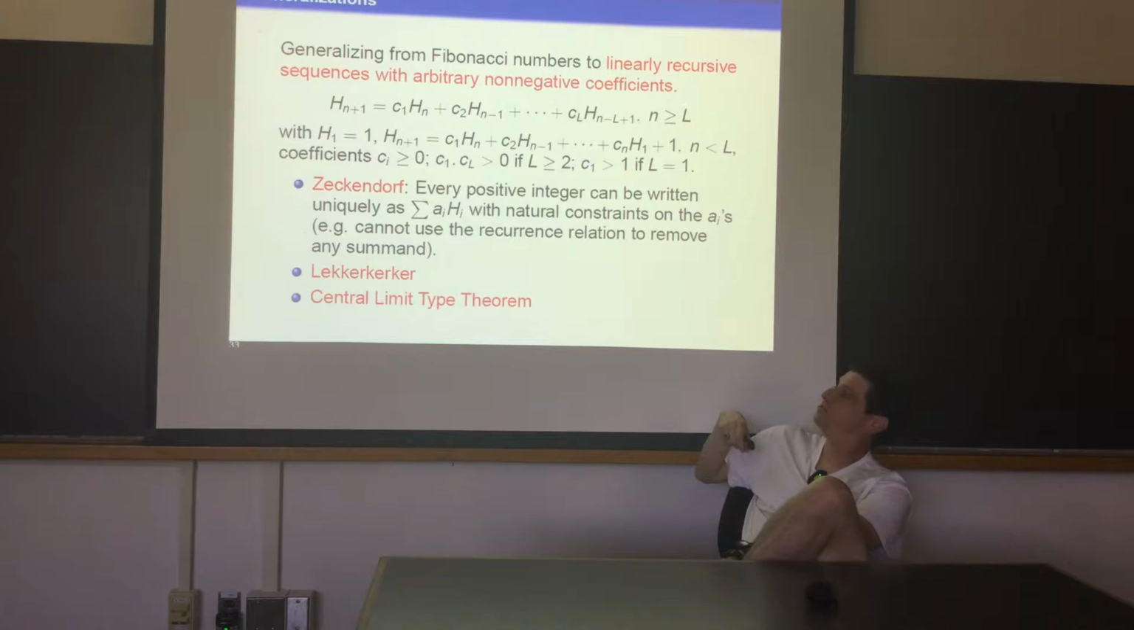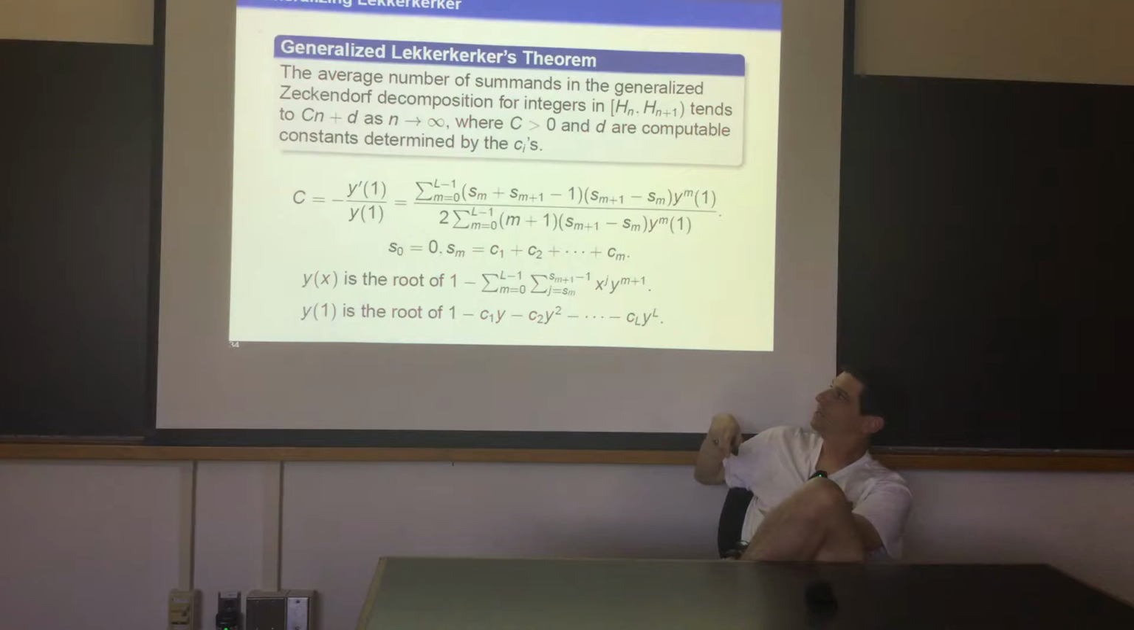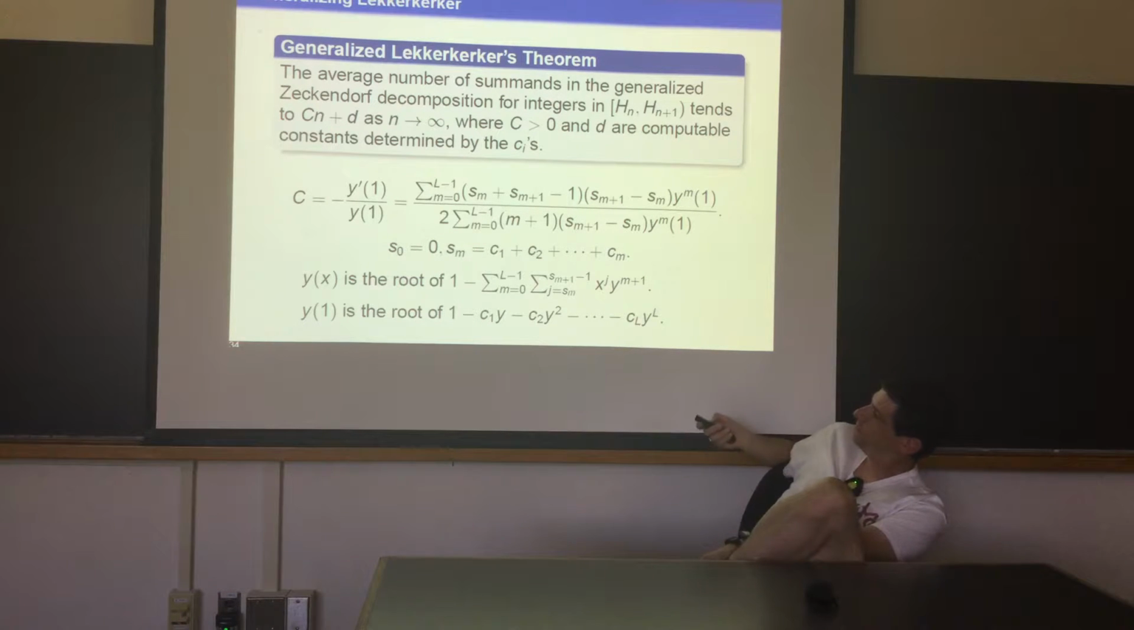Zeckendorf: every positive integer can be written uniquely as a sum. Lekkerkerker's theorem holds, and a central limit type theorem holds. And so it gets a little bit more involved when you leave the Fibonaccis. So before, it's going to be of the form Cn plus d. Am I doing Zeckendorf or am I doing variance right now?